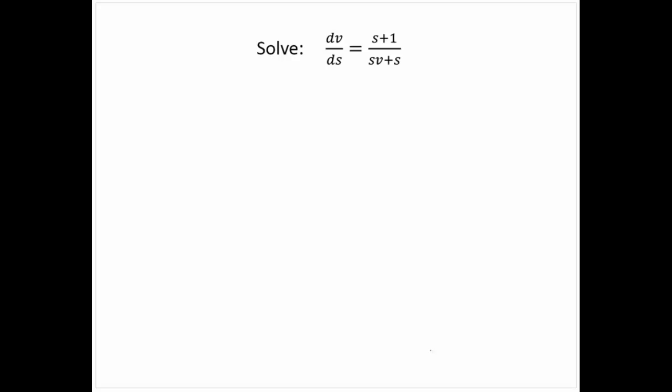Solve dv/ds equals (s plus 1) over (sv plus s). Again, this would be a good time to try this one out on your own. So now would be a good time to pause.